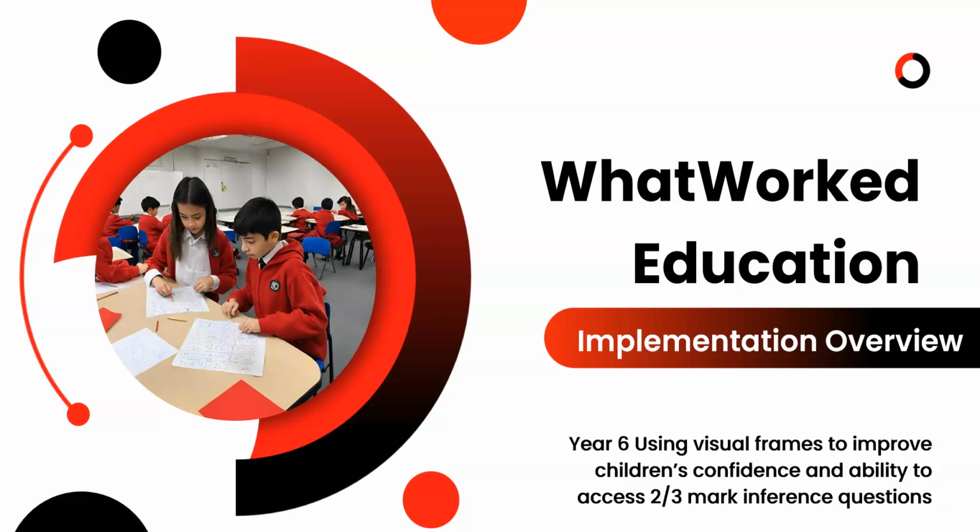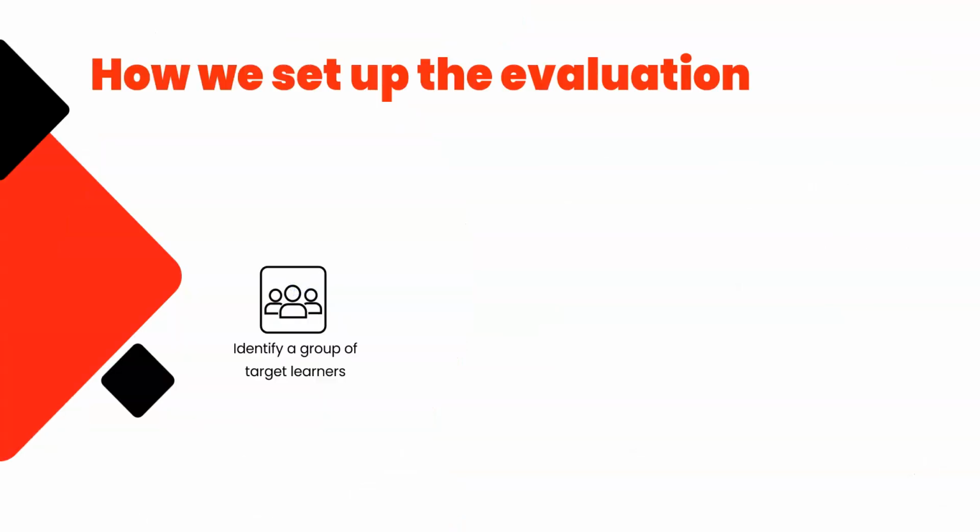Welcome to the implementation overview for the Year 6 using visual frames to improve children's confidence and ability to access the 2-3 mark inference questions. How we help you to set up the evaluation. The first thing we ask you to do is identify a group of target learners.